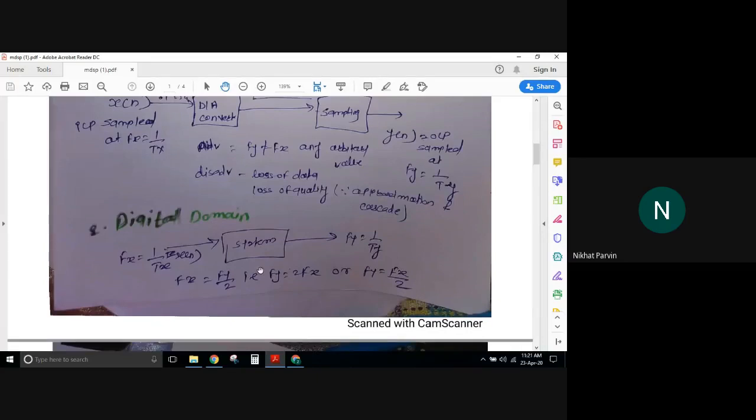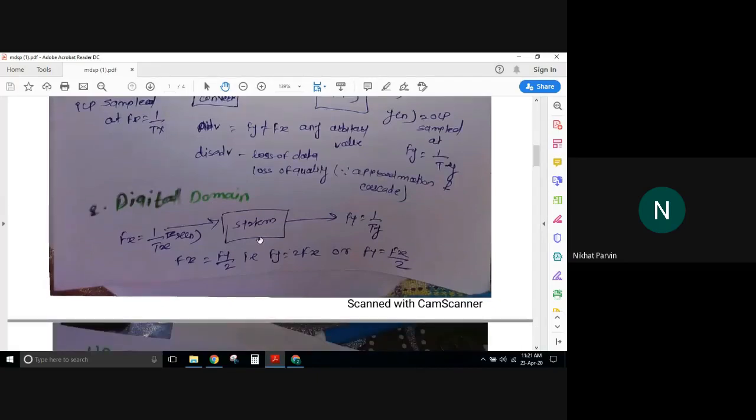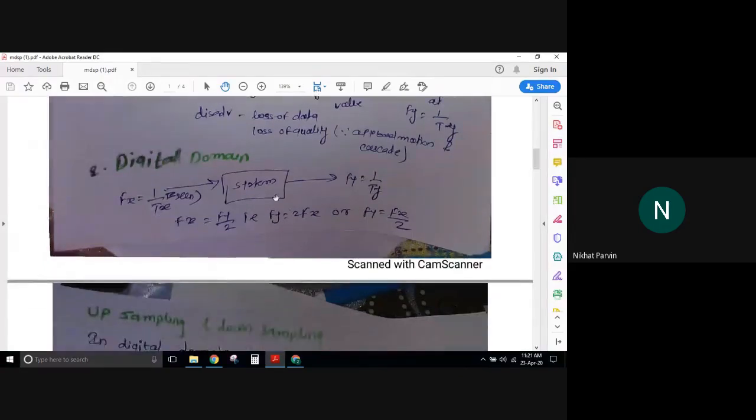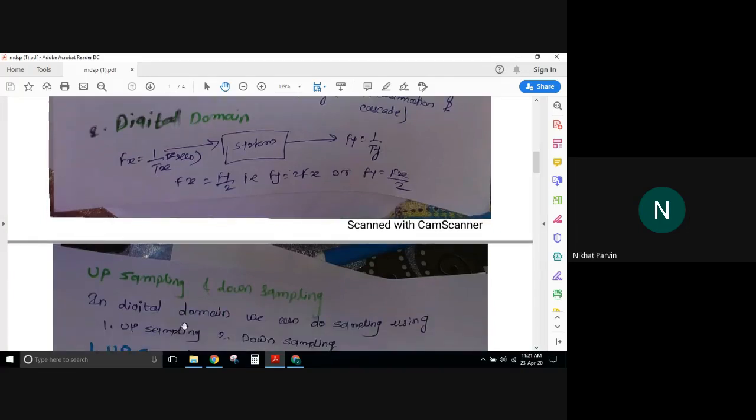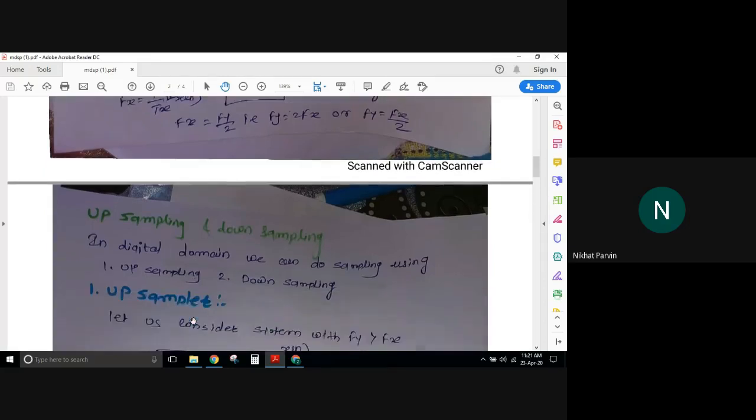But I don't know what type of systems I'm using and what I will do in that. So to study that, we have to see the next: what is the system which converts my sampling rate from one form into another? That is nothing but upsampling and downsampling. These are almost a revision of your signals and systems, which you might remember.